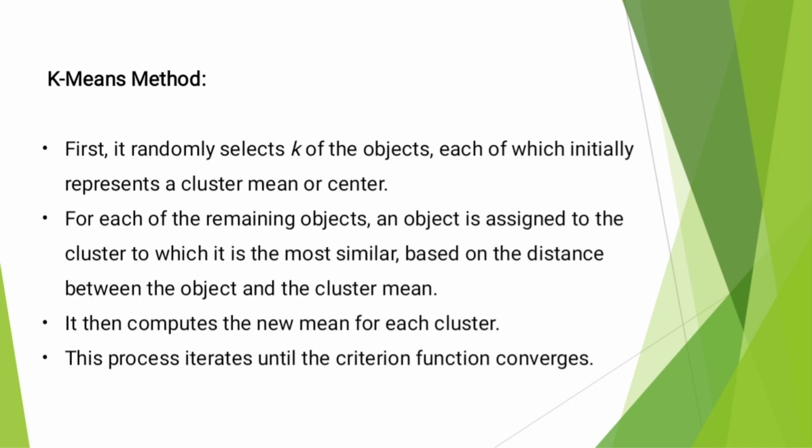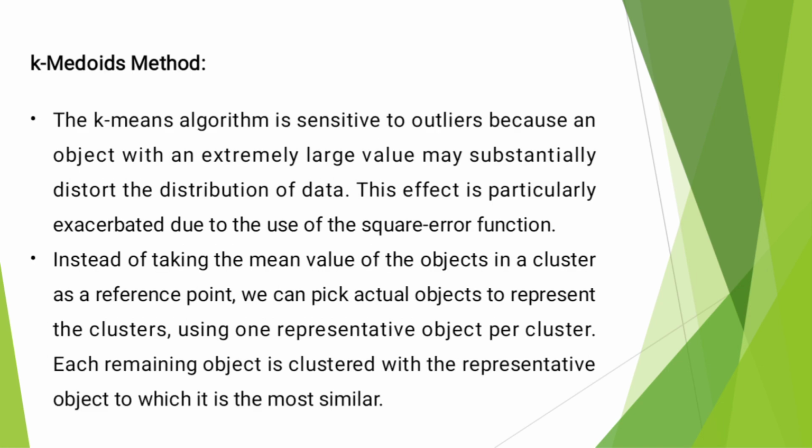K-means method. First, it randomly selects k of the objects, each of which initially represents a cluster mean or center. For each of the remaining objects, an object is assigned to the cluster to which it is the most similar, based on the distance between the object and the cluster mean. It then computes the new mean for each cluster. The process iterates until the criterion function converges.